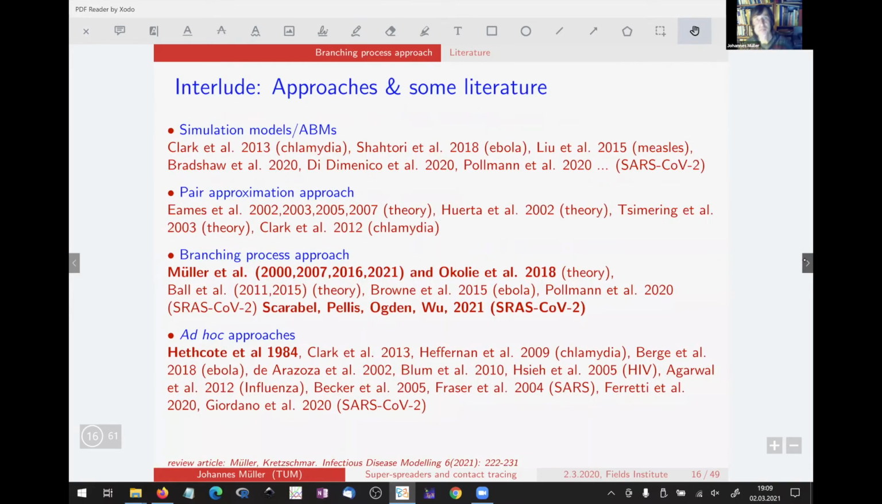Of course, there are a lot of papers about contact tracing. And in the last year, the literature did explode. And we can basically distinguish 4 different approaches. Simulation approaches, IBMs, that are, of course, very handy to discuss certain diseases. For the analysis, there is the pair approximation approach, which is basically a sophisticated mean field approach. Then we have the branching process approach, which we will discuss, and also Professor Wu is working there, at least that's what I understand. And there are the approaches which I call ad hoc or phenomenological approaches.